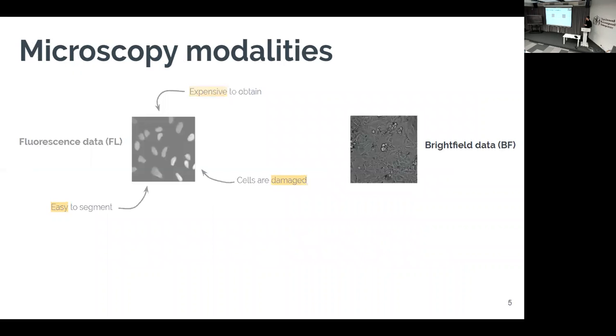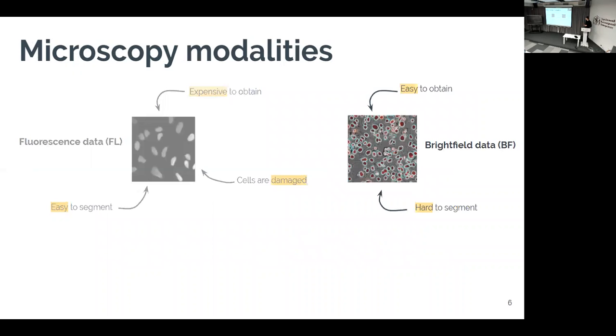And the second modality is called bright field. It's pretty easy to obtain. All you need to have is natural light. But as you may spot already, it's much less intuitive. So I added ground truth masks showing where the cells are on this image, and you may spot that it's much harder to segment compared to fluorescence.